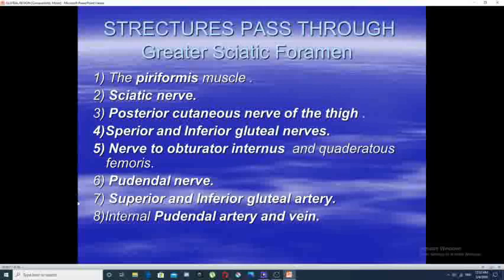Seventh, arteries. These are the superior and inferior gluteal arteries. Eighth, internal pudendal artery and vein.